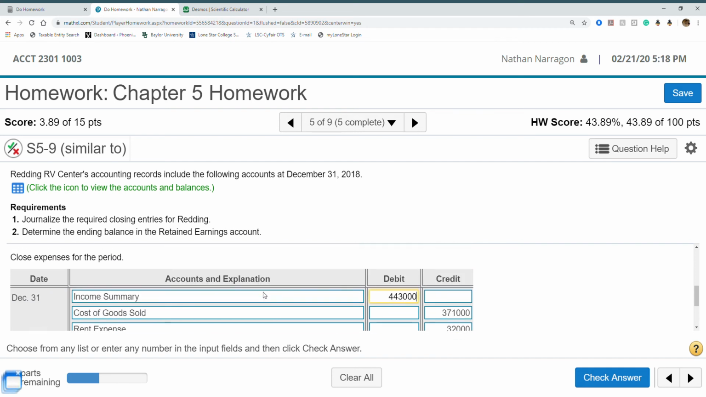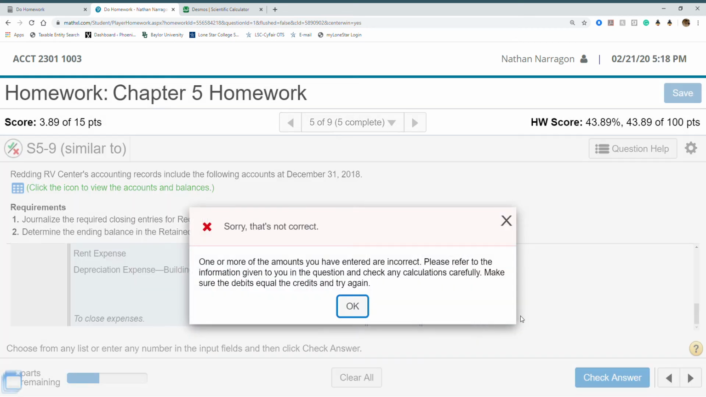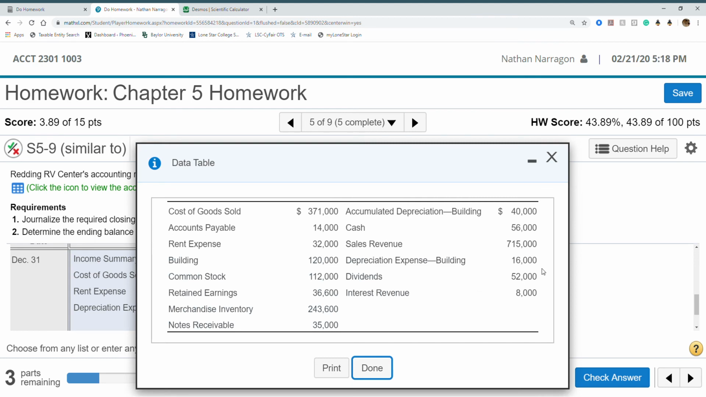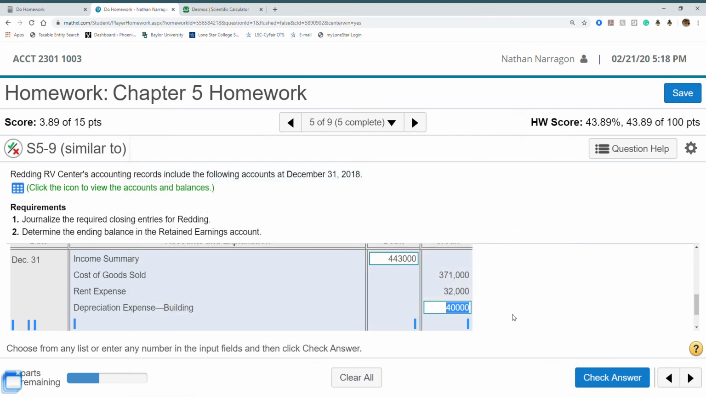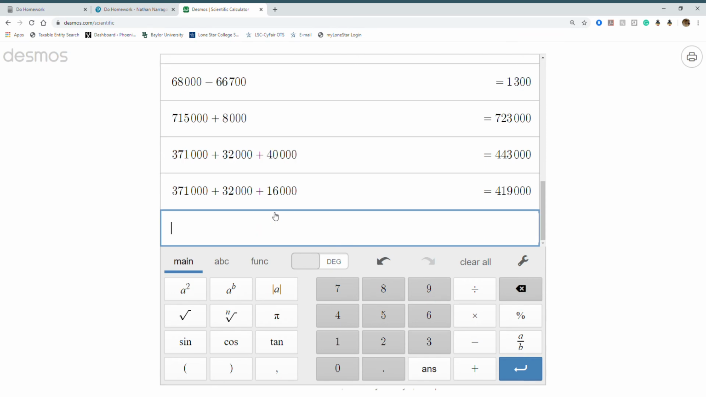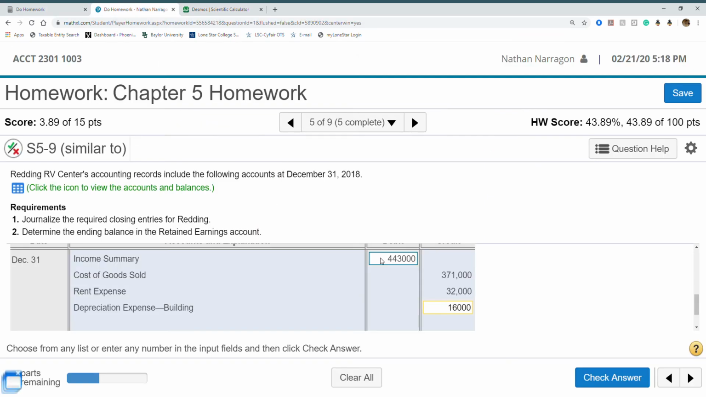Okay. That's really it. Again, it's just finding out which ones. And I put an amount in wrong. Oh, I read the wrong one. 16,000. Sorry. $371,123 plus 32 plus 16. 419.